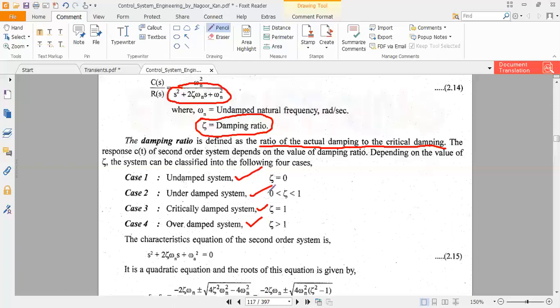Okay, just forget about the zeta value for now, but you have to know these different types of systems: underdamped, overdamped, critically damped and undamped.